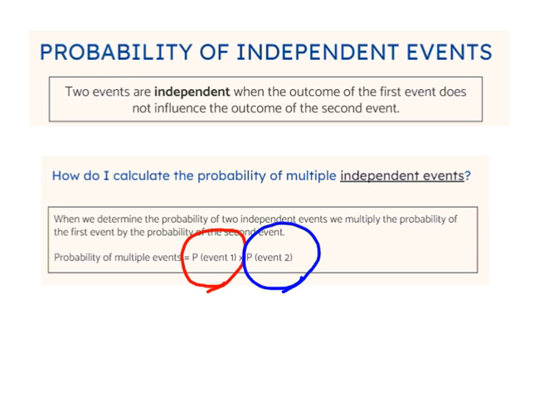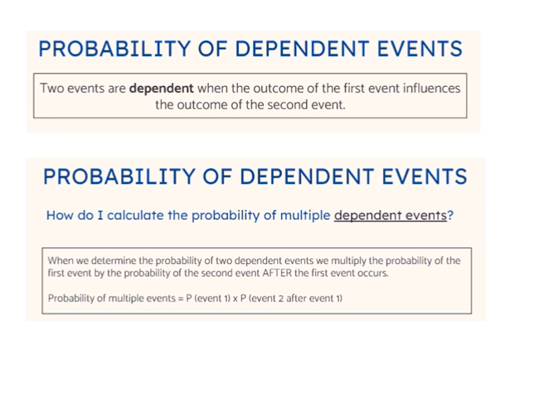What happens when the outcome of one event does impact the outcome that happens after that? We call those dependent events. So for example, if I were picking cards out of a deck of cards, and I wanted to find the probability of drawing, say, 2 kings. First of all, a deck of cards has 52 cards, and in those 52 cards, there are 4 kings. So the probability of drawing 1 king would be 4 out of 52, which simplifies to 1 out of 13.